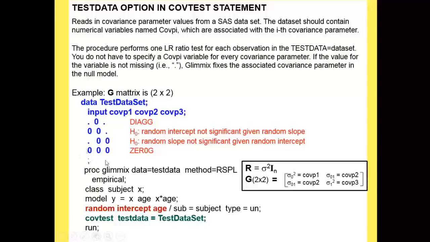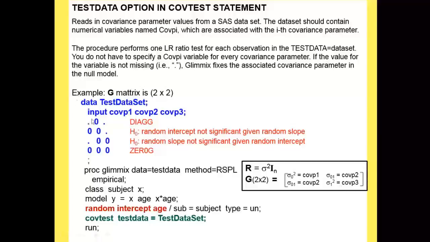This one, 0, 0, 0, so there are 4 different tests being done if you write four lines over here. This one basically tests 0G. This one basically tests diag-G, because you see the 0 in the middle. The first dot represents the variance component for the intercept. The second value represents the covariance between the two random effects, and the third dot represents the variance component for the random slope.